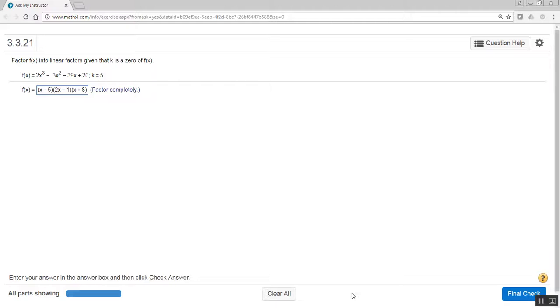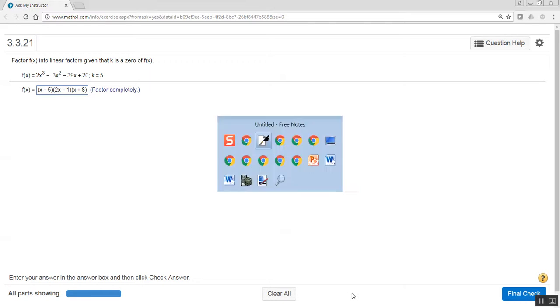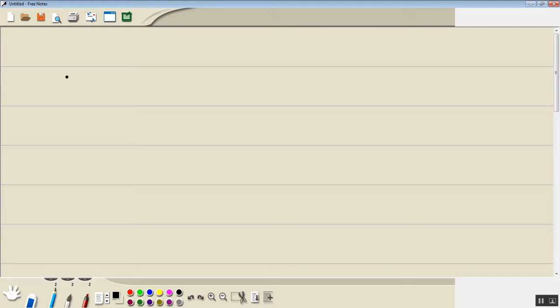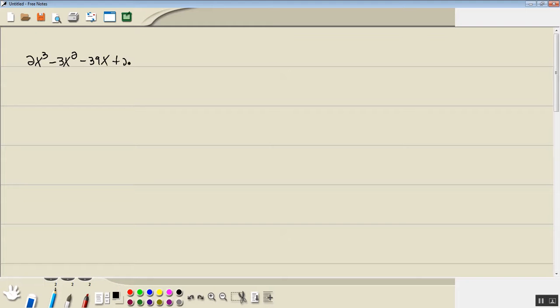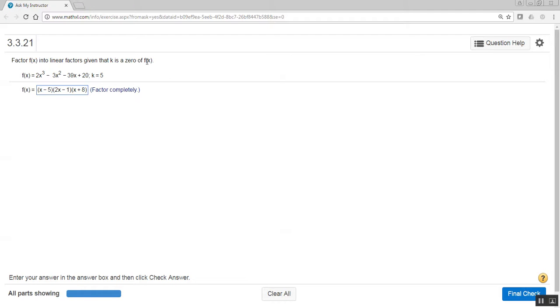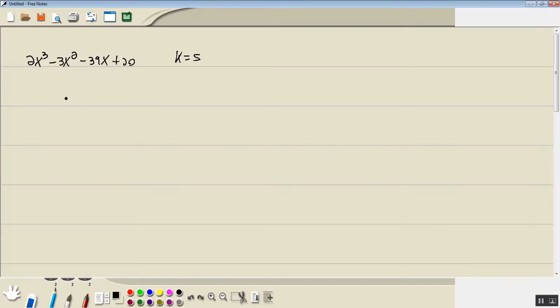Now let's take a look at this. Factor f of x into linear factors given that k is a zero of f of x. Basically, our goal is to find the zeros. So we've got 2x to the third minus 3x squared minus 39x plus 20, and they're telling us that k equals 5 is a zero. So they're giving us our first answer, basically.